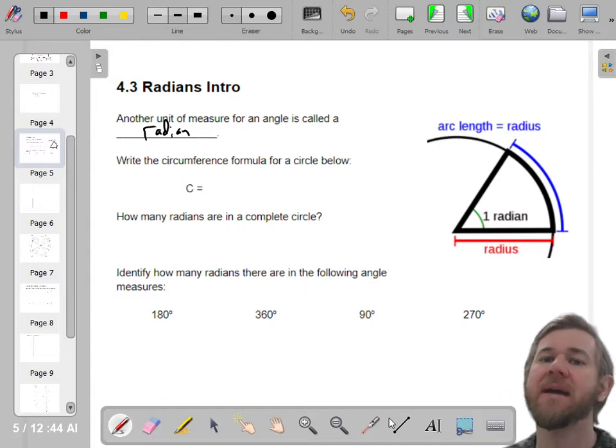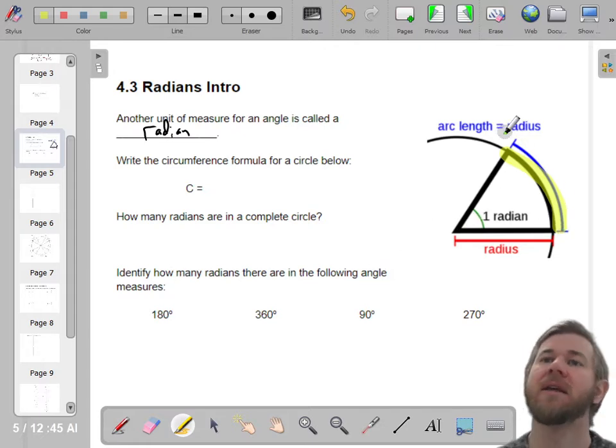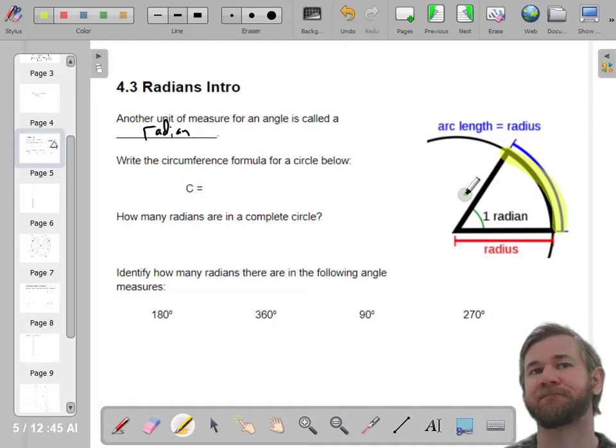The reason why is because a radian is formed by taking the radius of the circle, whatever that length is, and then laying it along the outside of the circle. So if you take one radius, this length, and you measure it, the angle formed is called a radian.